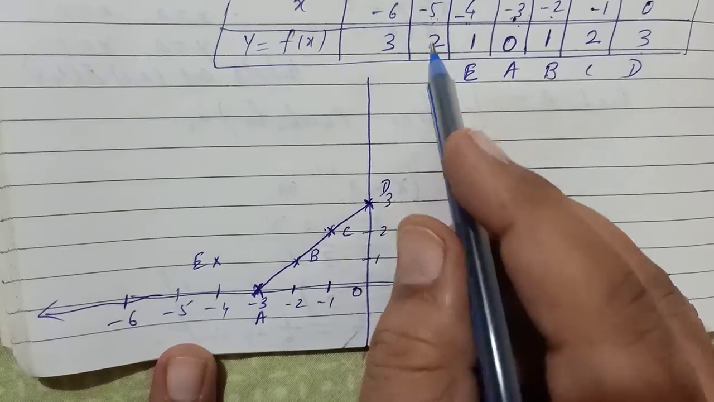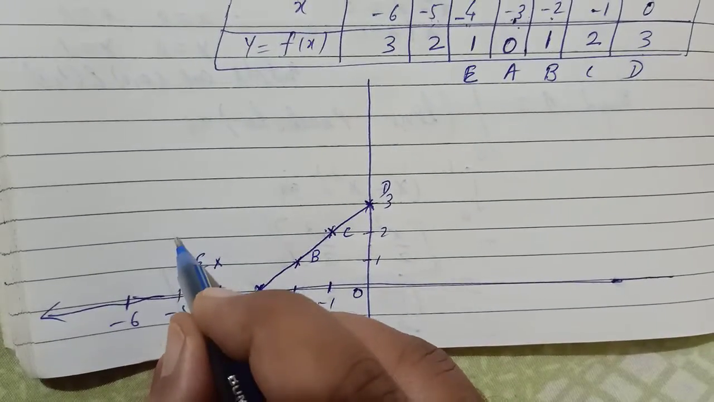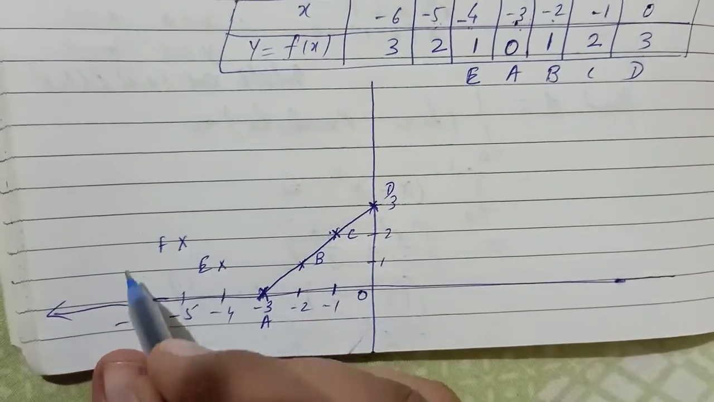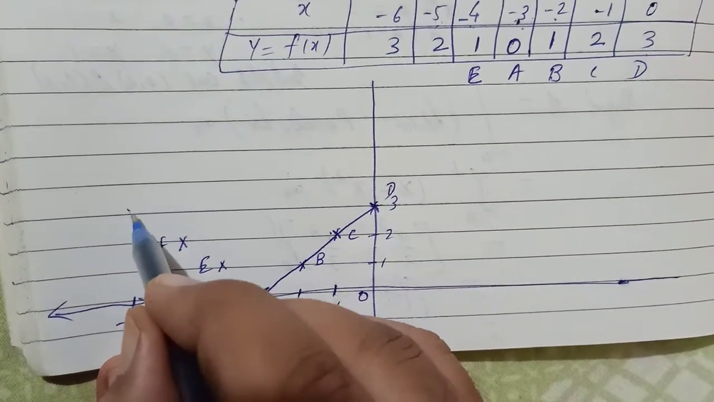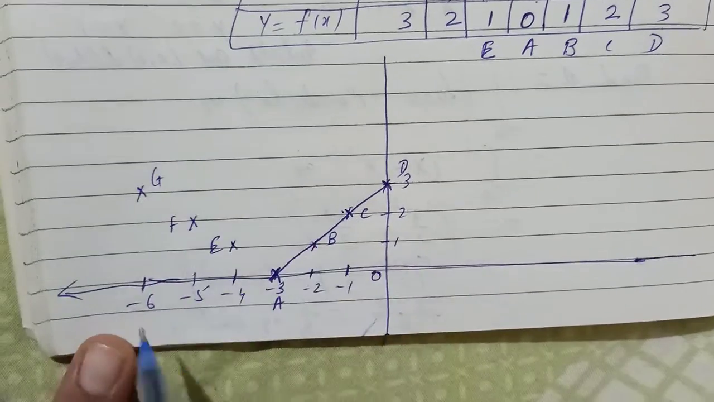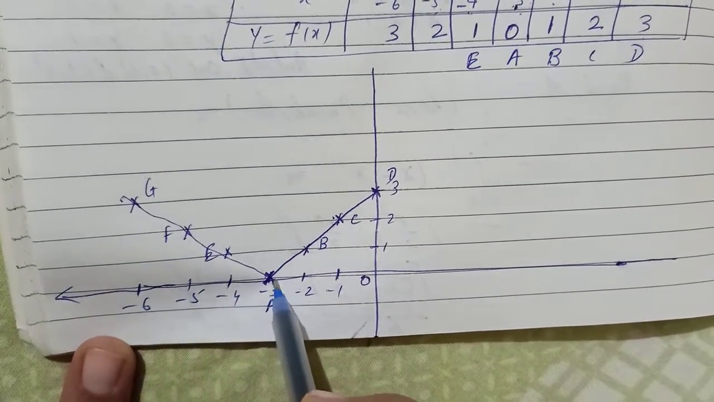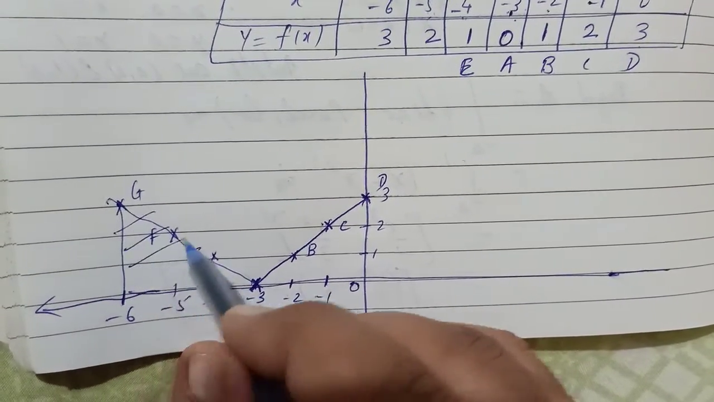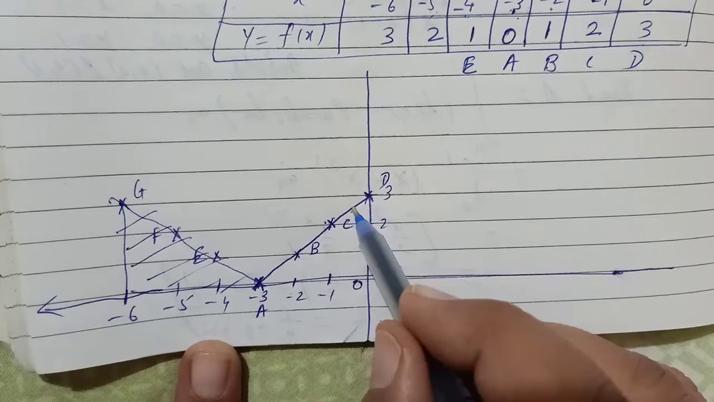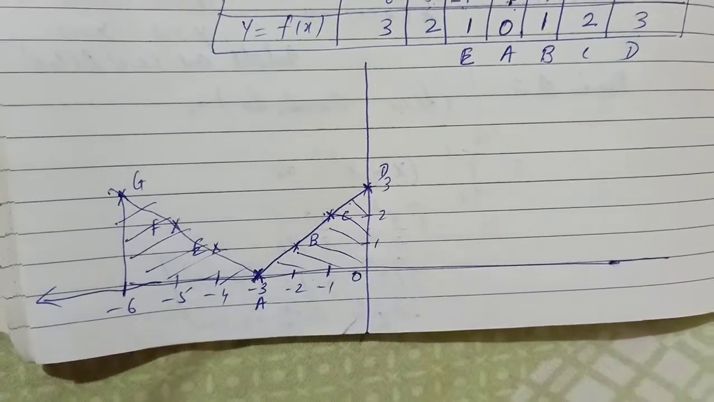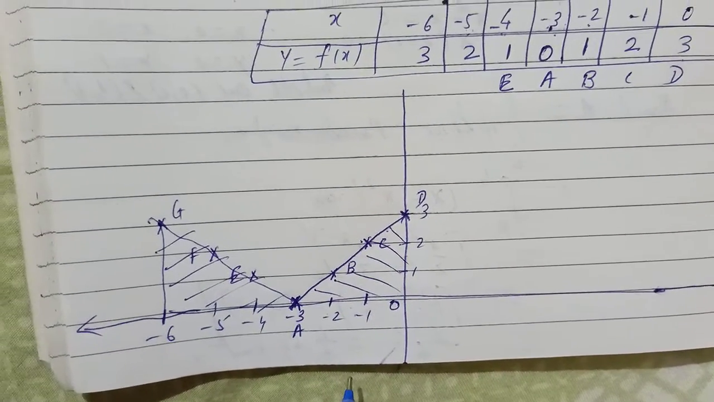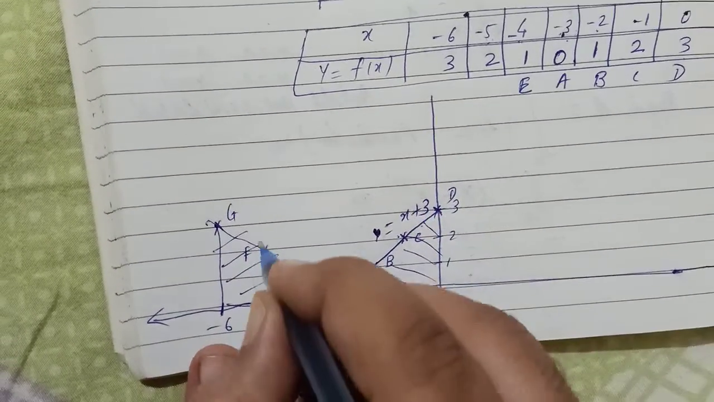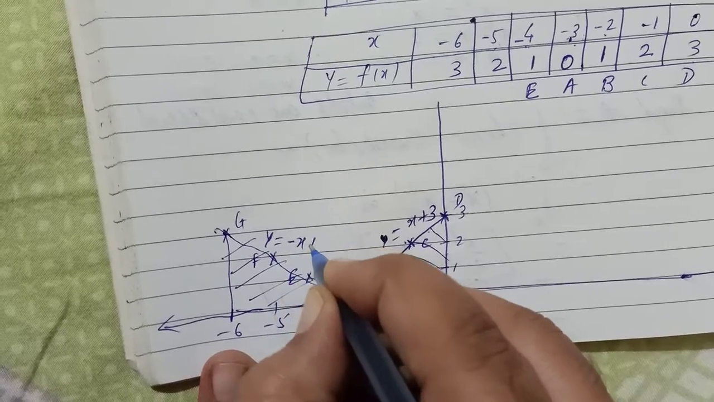When x equal to -5, it is 2, here F. When x equal to -6, it is 3 here. So we'll get like this, and we can join here. So this is the required shaded region. We plot the mod x plus 3. We can write this is y equal to x plus 3 and this side y equal to this line minus x plus 3.